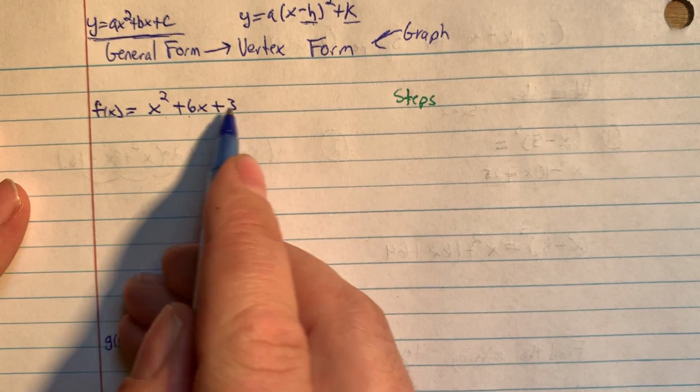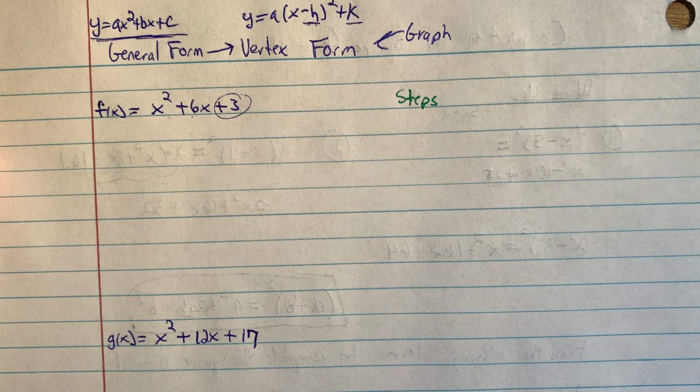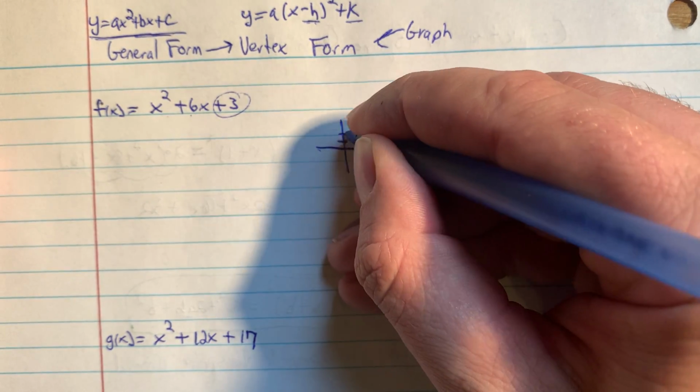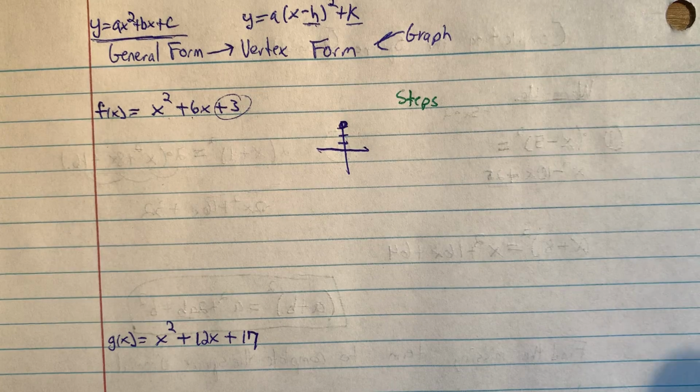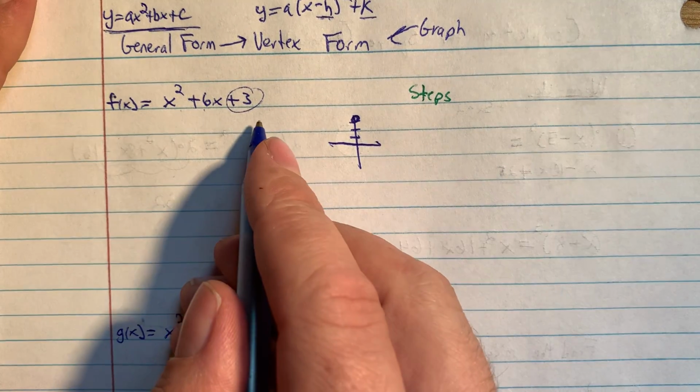It's ax squared plus bx plus c. We can see the y-intercept. The y-intercept is (0, 3). And so if I wanted to graph it, I could say, okay, well, the y-intercept is going to be at (0, 3). But it's really hard to tell what's going on with the rest of it because we don't know where the vertex is. So here's what we're going to do.